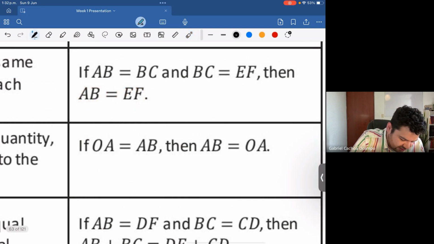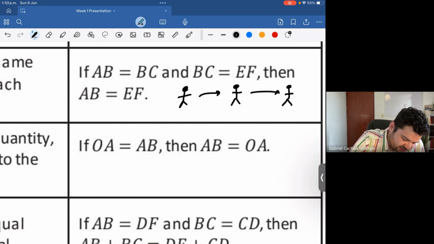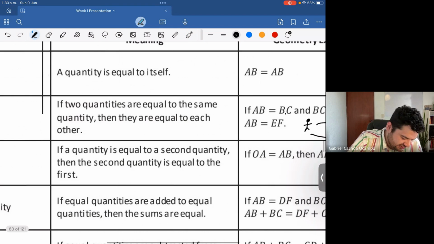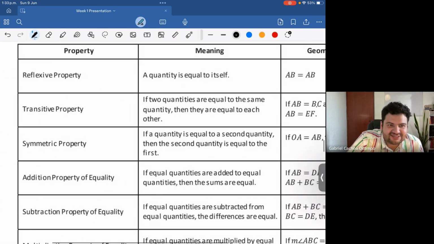So for example, imagine that I am related to someone by blood, like your family, and this person is also related to someone, so that makes us related to each other. It is like if A is equal to B and B is equal to C, then A is equal to C. It is a transitive property because it transits, it moves along the individuals.